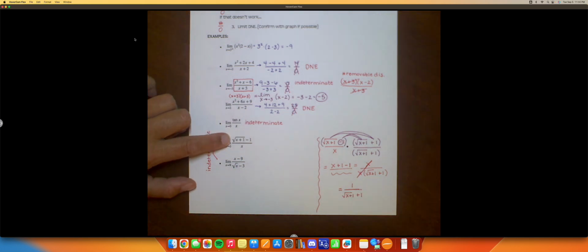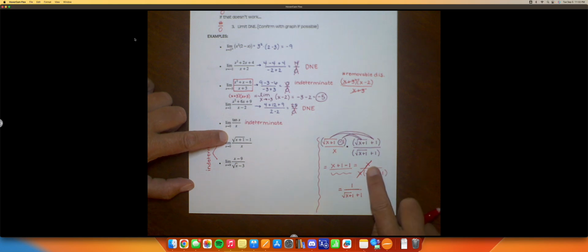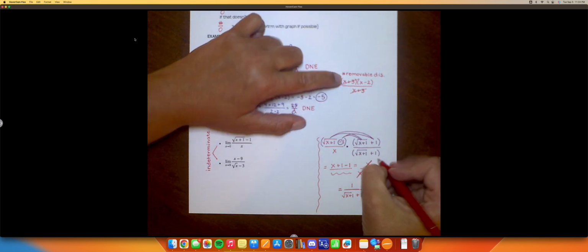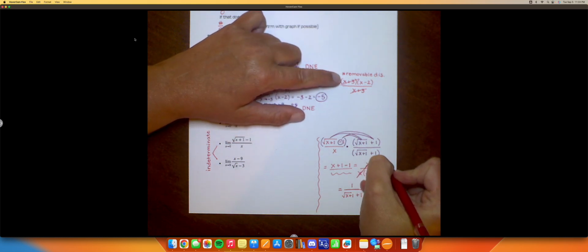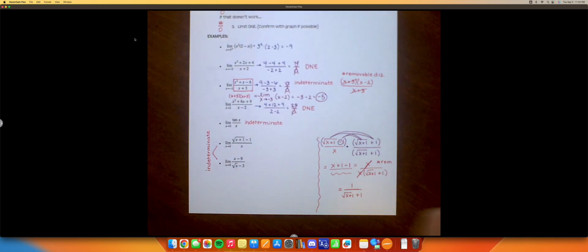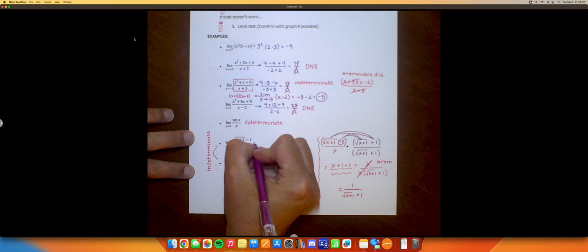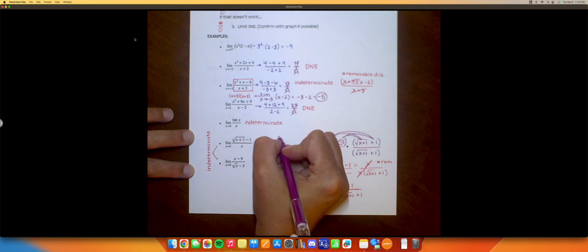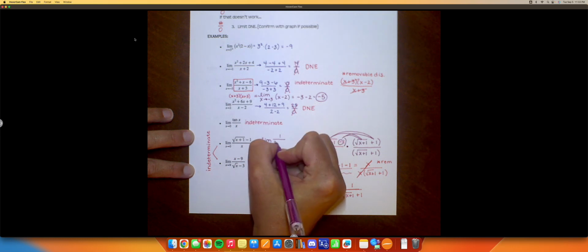So this expression is mostly equivalent to this expression, with the exception that this one is undefined at 0 and this one is not. Okay? And so this right here, where I crossed that off, that was me removing a discontinuity. So what that allows me to do is now say that this limit is really equal to this limit: the limit as x approaches 0 of that new expression, 1 over square root of x plus 1 plus 1.